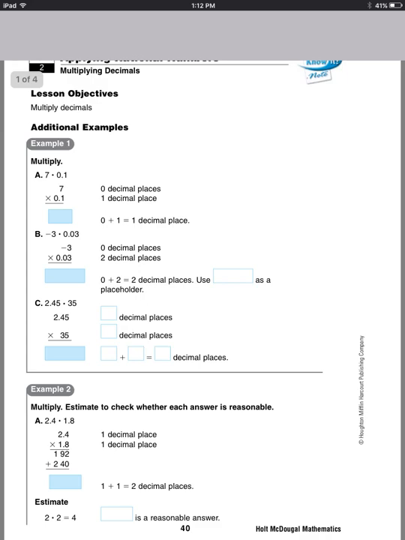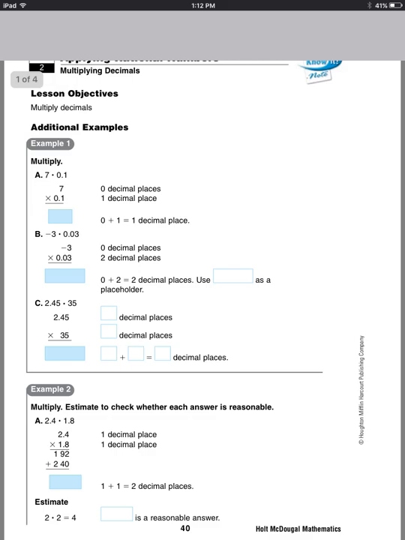Today we are multiplying decimals, okay? You do not have to make sure your decimals are lined up. You do, however, have to count how many places there are, or how many digits to the right of the decimal. So in 7, it's just a whole number, there is no decimal, so we say there are 0 decimal places. In 0.1, there is 1 digit to the right of the decimal place, so we say there is 1 decimal place. 0 plus 1 is 1 decimal place.